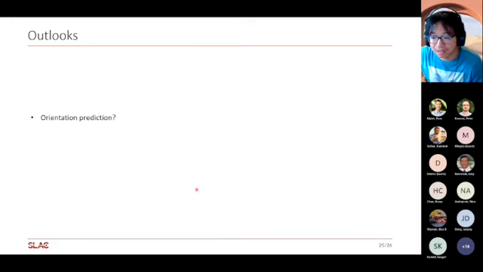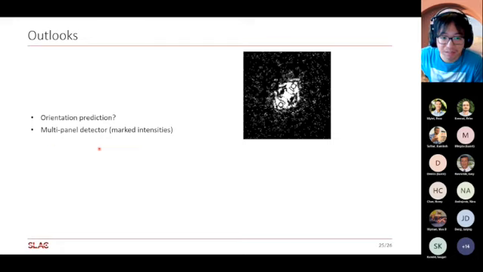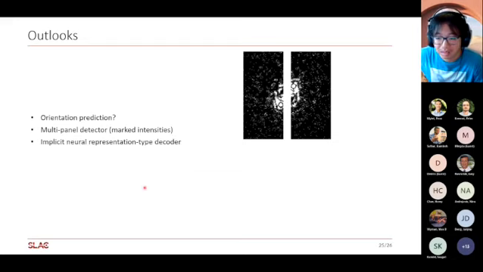Of course, there are lots of interesting things to do further. Maybe you can predict orientation from the encoder as well. Sometimes multi-panel detectors are used, so we don't have these complete images. We have some missing pixels or missing information in the middle. So how about predicting from those broken images? The network can also take other architectures like implicit neural representation for stronger expression capability.